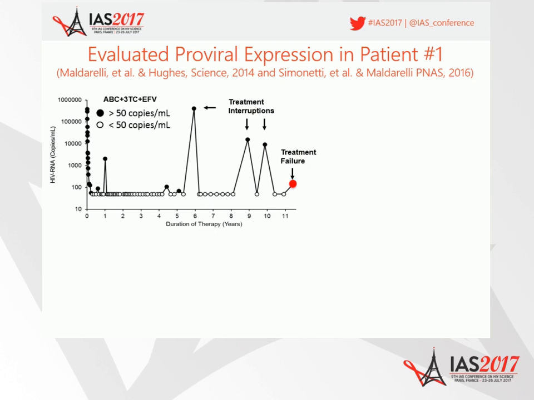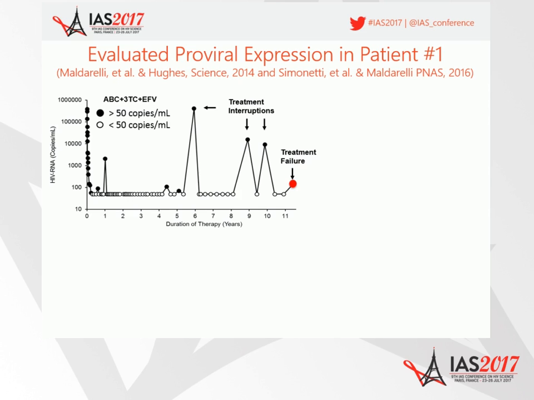This patient had multiple unscheduled treatment interruptions and ultimately failed therapy. The last time point highlighted in the red circle was during treatment failure. This is a sample where the viral load was greater than 100 copies of HIV RNA per mL, so he was just starting to fail treatment.